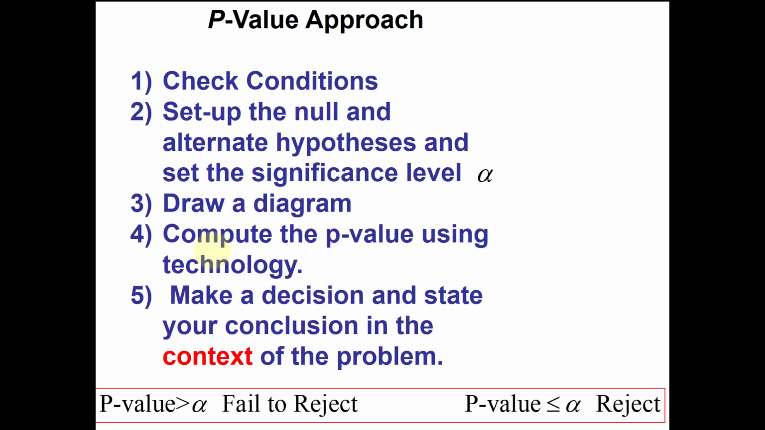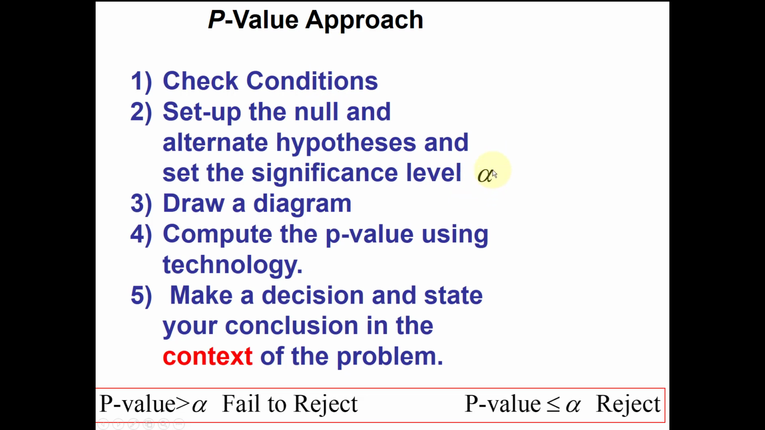You're going to have a claim about a population proportion, and you're going to use that claim to set up the null and alternative hypotheses. This 1 and 2 here, check the conditions and set up the null hypotheses, they're simultaneous. In fact, setting up the null and alternative hypotheses should probably come first, because the conditions are going to be based on the null hypothesis.